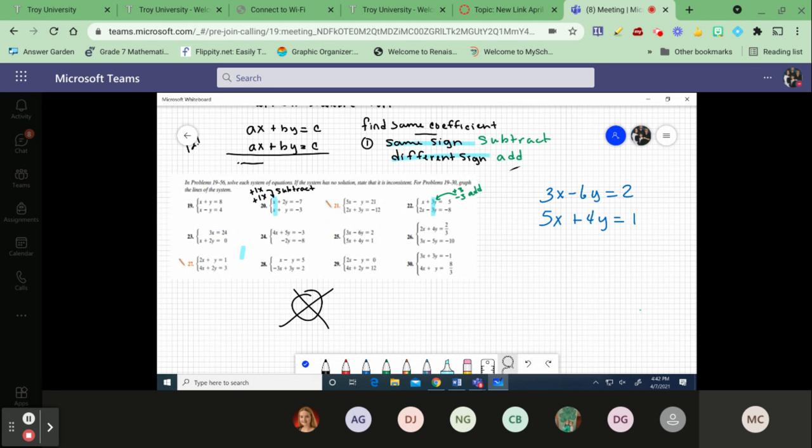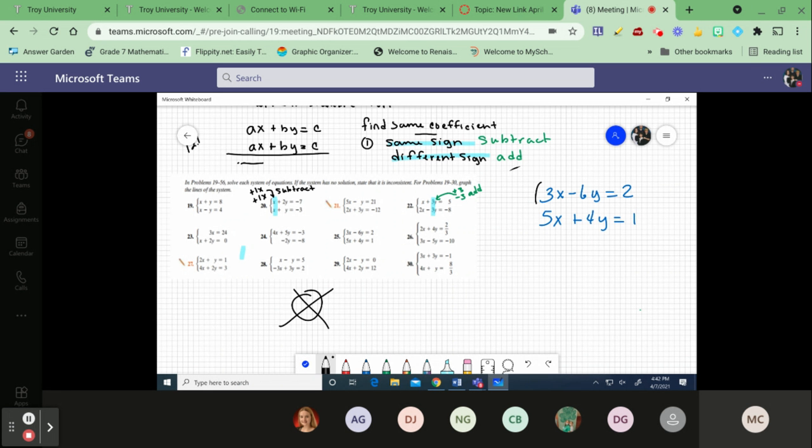Nobody's the same. And you know what? 6 isn't a multiple of 4, and 5 isn't a multiple of 3. But I can use my distributive property and make them multiples. And again, I prefer to add, so I'm going to still go after my y's.